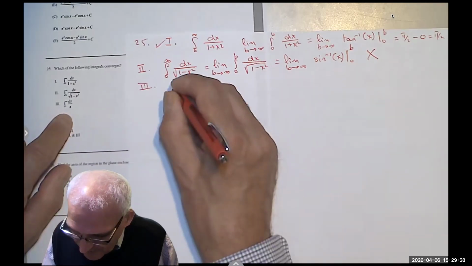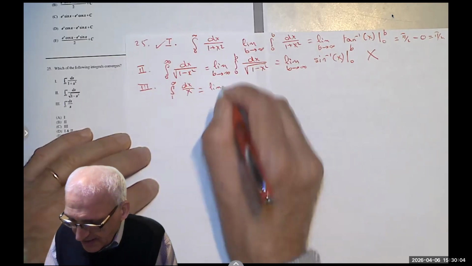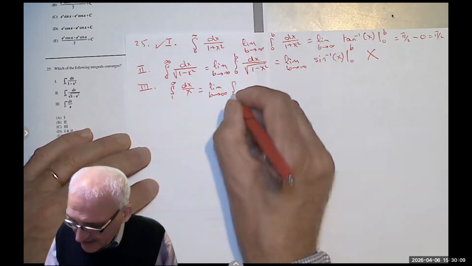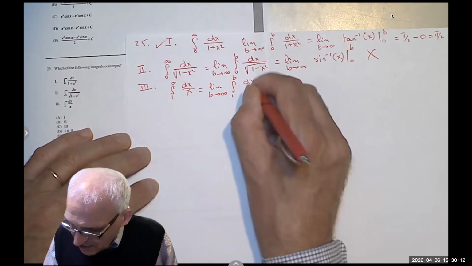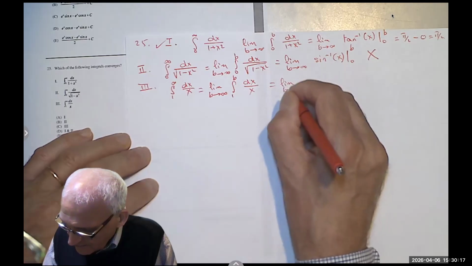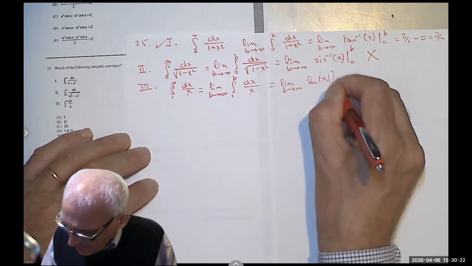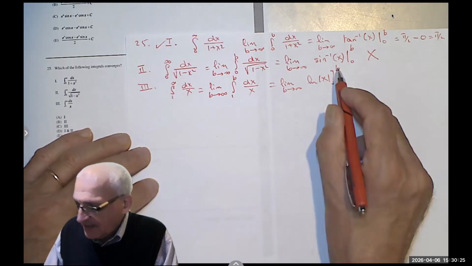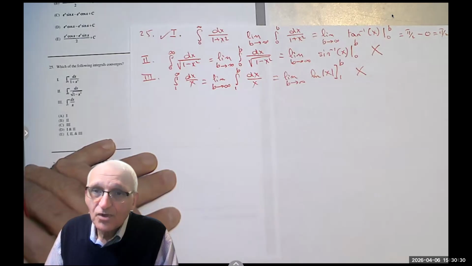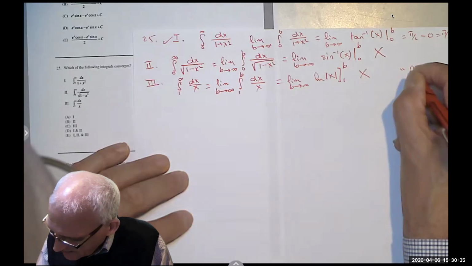What about the third one? Integral from 1 to infinity of dx over x. Again, we are not wasting our time by writing what I'm doing here. I'm just showing you. If you had to show your answer, that's the way you do it. You know, the integral of dx over x is natural log of x, so it's natural log of x evaluated from 1 to b. When b approaches infinity, natural log of infinity is infinity, so that will diverge. So only one, meaning A. The answer is A.